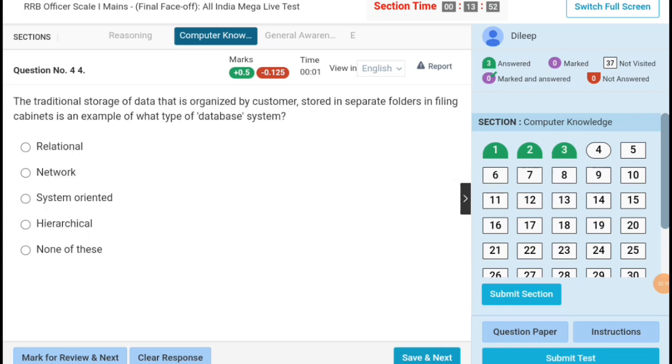The traditional storage of data that is organized by customers, stored in separate folders in filing cabinets, is an example of what type of database system? Network or system. I think it is system oriented.